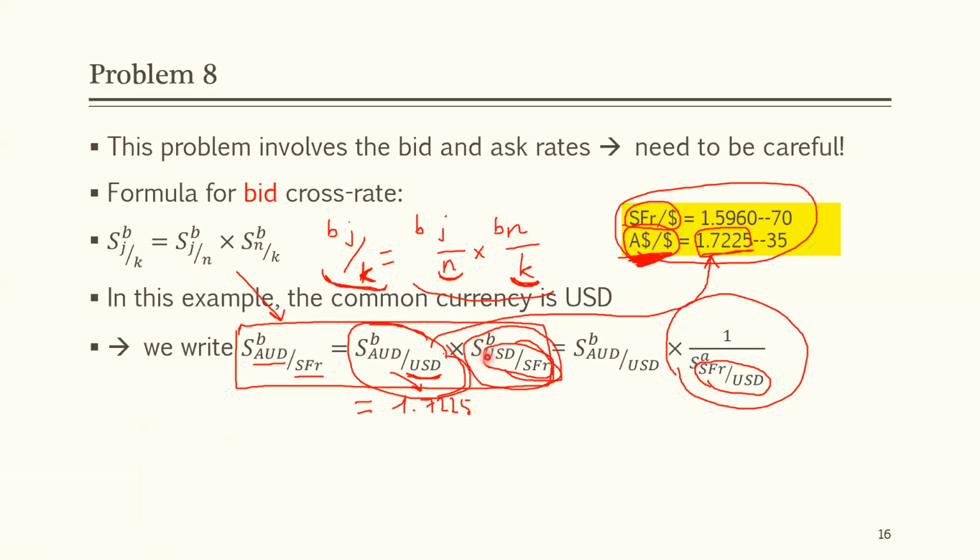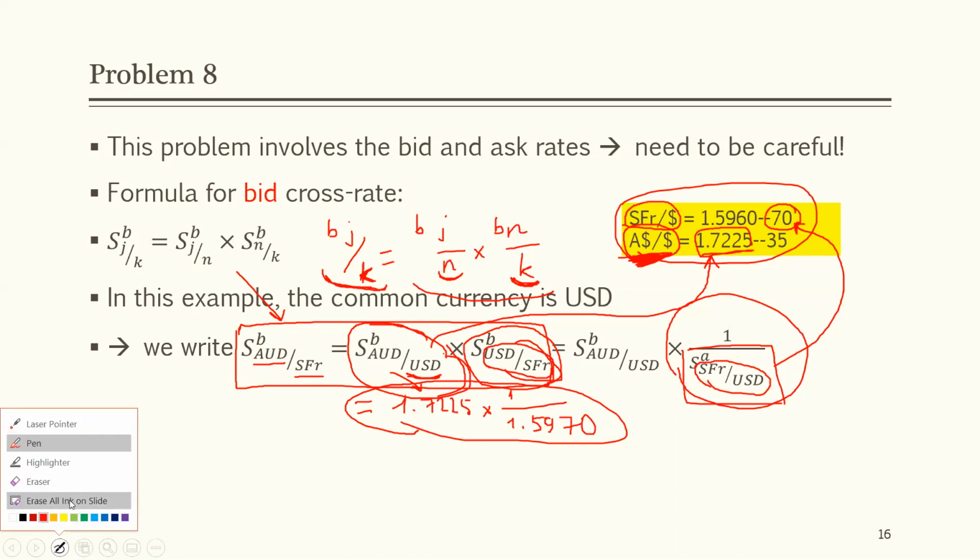So here I'm taking the reciprocal of the bid. I will get the ask for the other exchange rate, okay? So after I take the reciprocal, I will get S^A Swiss franc divided by the USD. If I look back in my table, it will be the rate on the right-hand side. So that means I can write my equation as 1 divided by 1.5970, okay? So my bid rate for the Australian divided by Swiss franc cross rate is given by this product here.